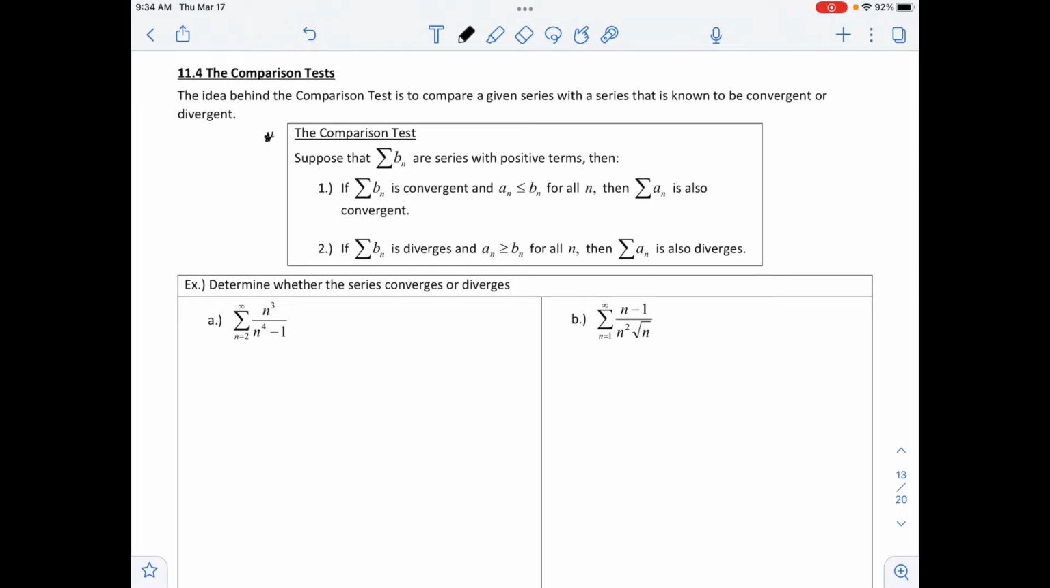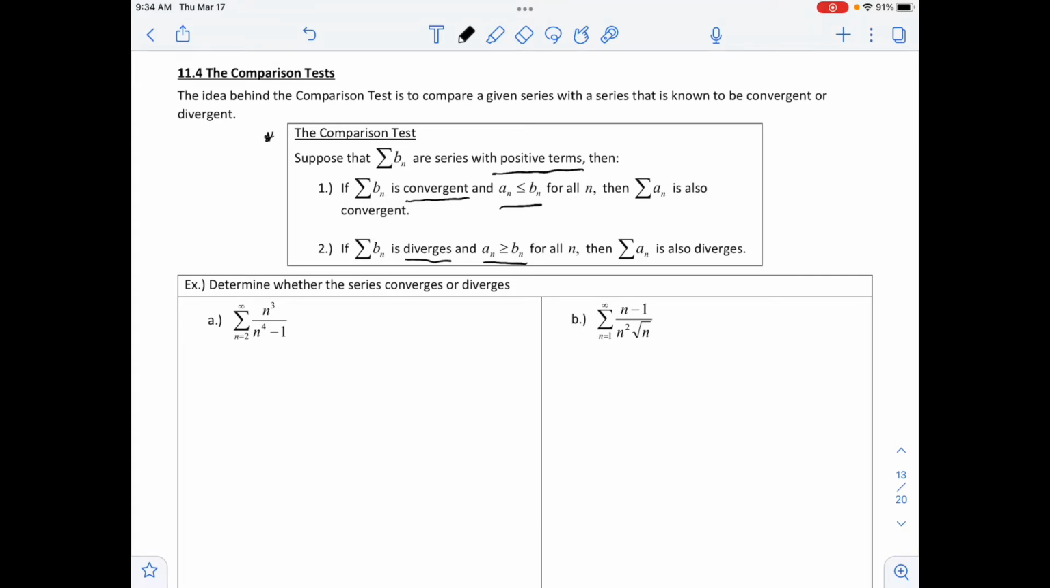And so the comparison test says, suppose that the sum of b sub n is a series with positive terms. Then, 1, if the sum of b sub n is convergent, and a sub n is less than or equal to b sub n for all n, then the sum of a sub n is also convergent. 2 says that if the sum of b sub n is divergent and a sub n is greater than or equal to b sub n for all n, then the sum of a sub n is also going to be divergent. And so again, divergent and convergent, but you also need to look at what you're comparing it to. And we have some examples right below this.